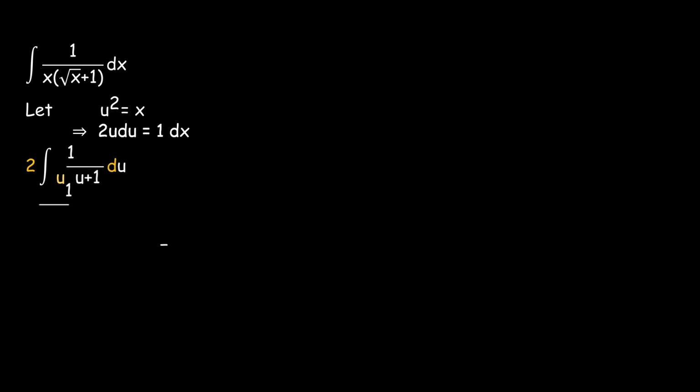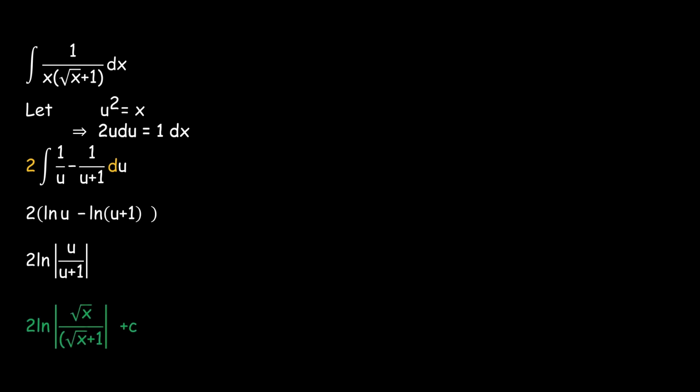Substituting this into our equation, we would have 2 times the integral of 1 over u minus 1 over u plus 1, with which we'll have natural logs as our final answer for each of them. So that will be 2 times the natural log of u minus the natural log of u plus 1. This will give us 2 times the natural log of u over u plus 1, and we substitute the value of u again, and we get our final answer.